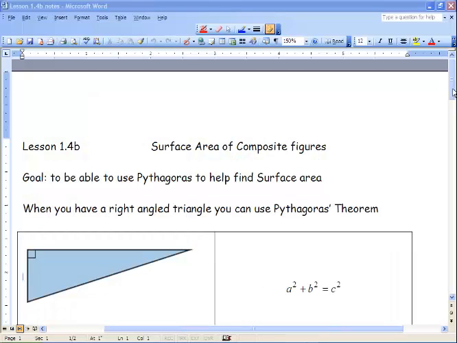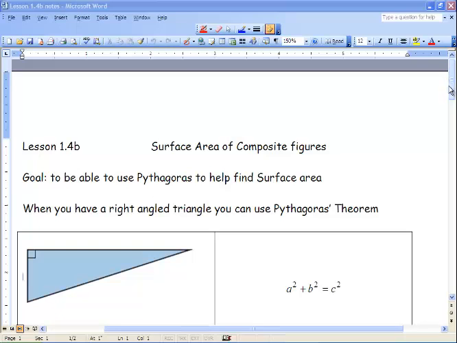Well, we're almost done chapter 1, and we're talking about surface area of composite figures. Now, we've done cylinders, rectangular prisms, cubes, and we've also done some triangles when we know the height, and that's a right angle triangle. So our goal right now is to step it up one more bit, and be able to use Pythagoras to find the surface area of a triangle that's not a right triangle.